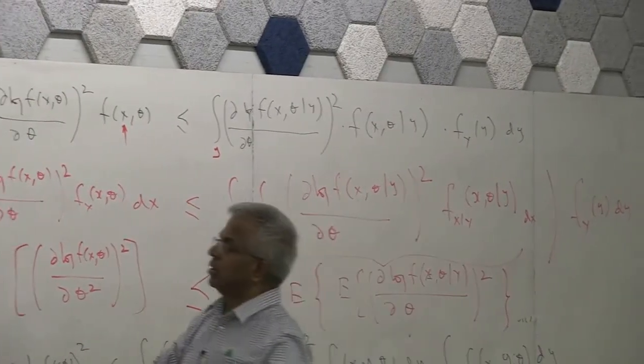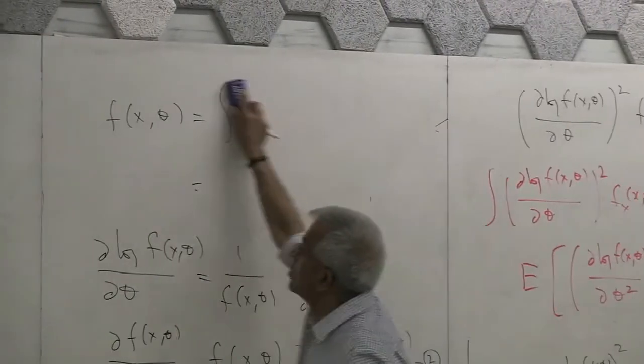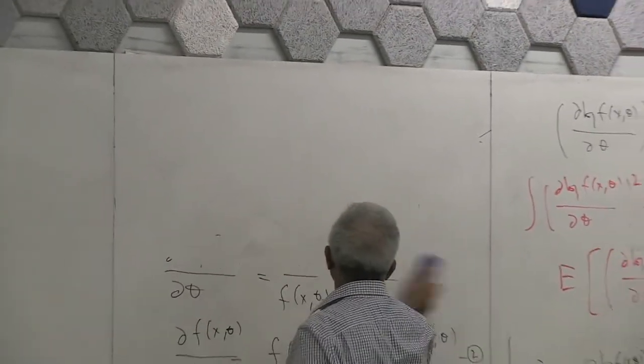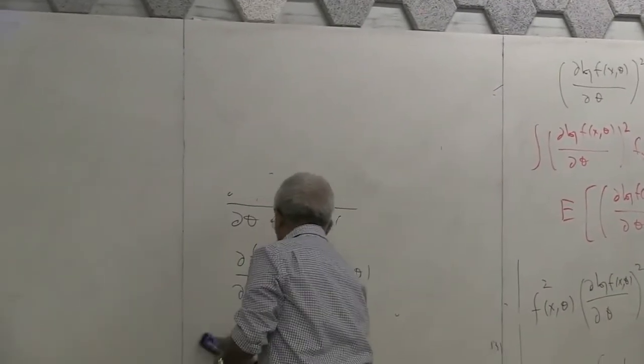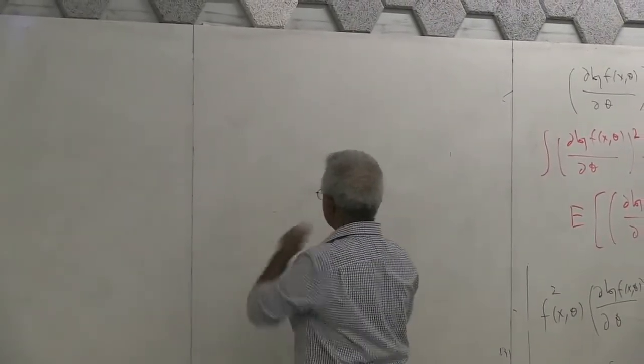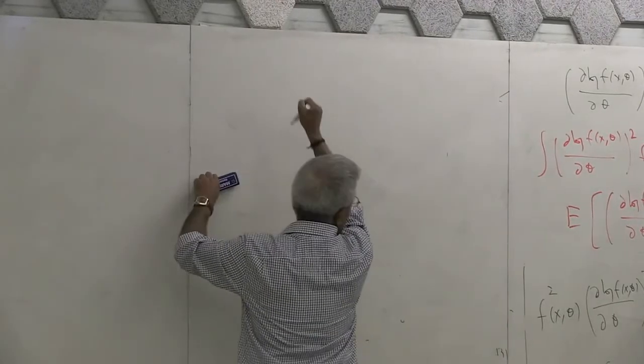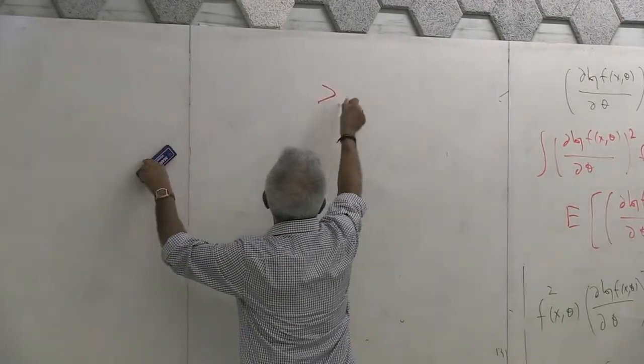So let me put everything together. Let me flip the whole thing on both the sides. So then the inequality will go this way.